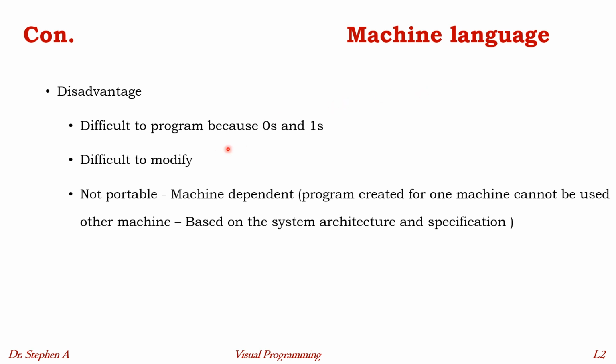Disadvantages of machine language: it is difficult to program because everything is 0s and 1s, so we cannot understand the code. In the same way, we cannot modify it, and we cannot check what error has happened there. It is not portable, that is, it is machine dependent. A program created for one machine cannot be used for another machine. It works only based on the system architecture and specification.